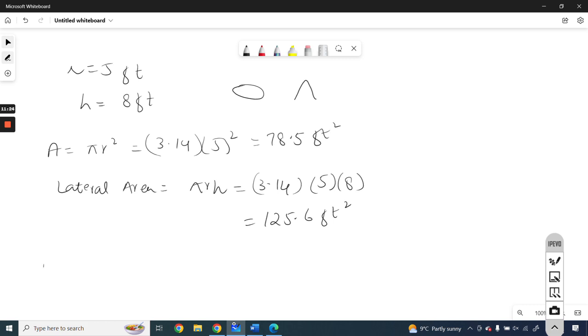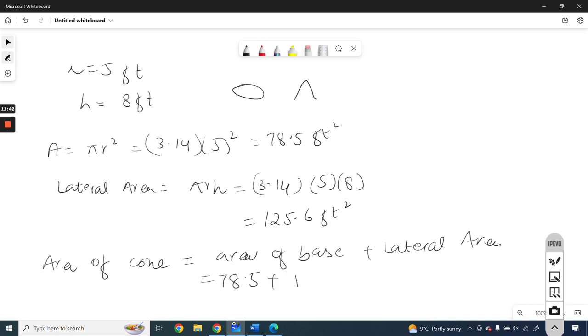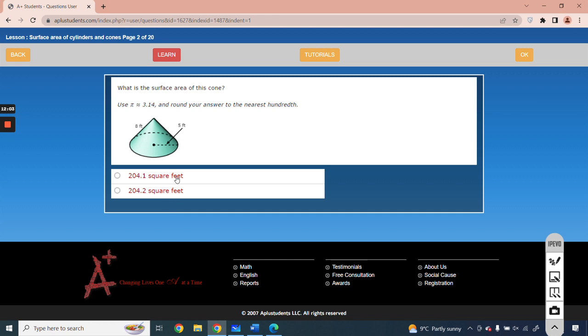So for the complete area of the cone, you have to add both the areas. Just add the area of base and the lateral area. You have to do 78.5 plus 125.6. So that would be 204.1 feet square. The correct option is 204.1 square foot. That is option number 1.